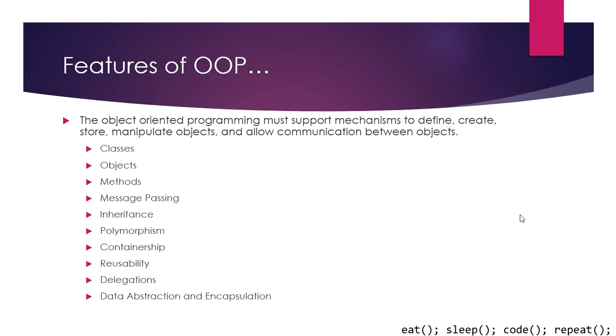Now, what are the features of object-oriented programming, which we're going to talk about in separate videos? Object-oriented programming must support mechanisms to define, create, store, and manipulate objects, and allow communication between objects. As I told you, different objects communicate with each other. So what are the different mechanisms by which we can communicate between two objects? We have classes, objects, methods, and message passing. Then, importantly, inheritance, polymorphism, reusability, delegation, data abstraction, and encapsulation. So with data abstraction, you can understand how to abstract the data and how to encapsulate the data. How do you inherit from classes and objects? Polymorphism, overriding, and stuff like that, because these are all the features of object-oriented programming, which I'm going to cover in this object-oriented programming series, specifically for the Python language.